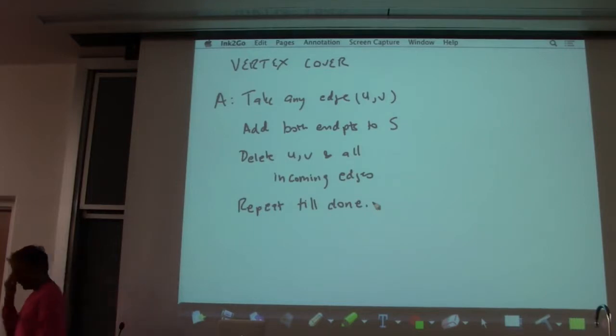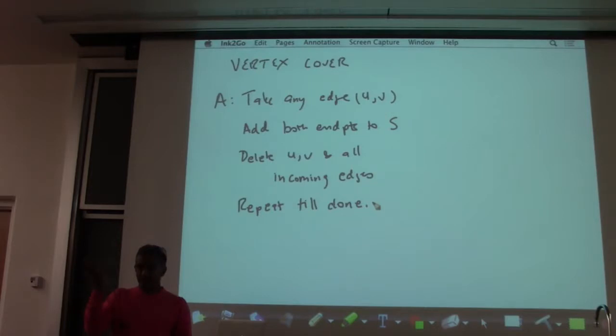So the algorithm works as follows. Take your graph, take any edge, pull it out, take both endpoints, and put them in your set, your bag of vertex cover solution. Now you pick those two vertices. They cover all their neighboring edges. You don't need to cover them anymore, so delete them. Now you have a new graph. Do it again, and again, and again, so that all the edges have been covered.